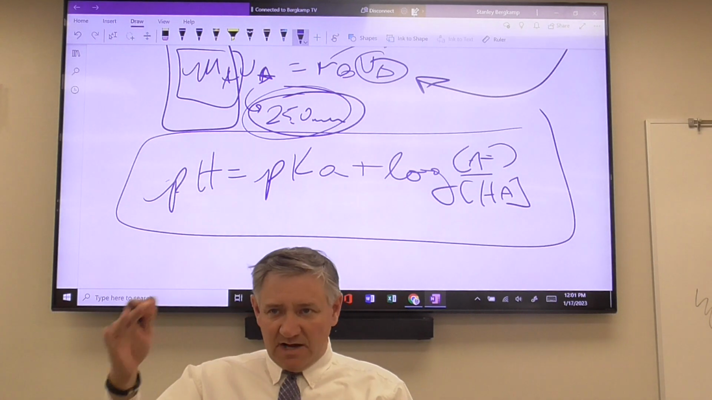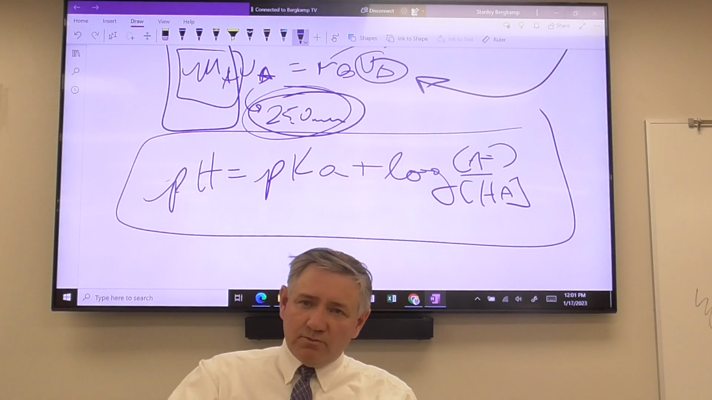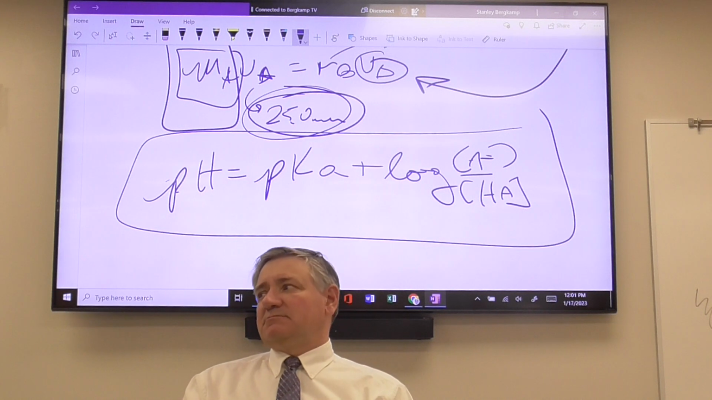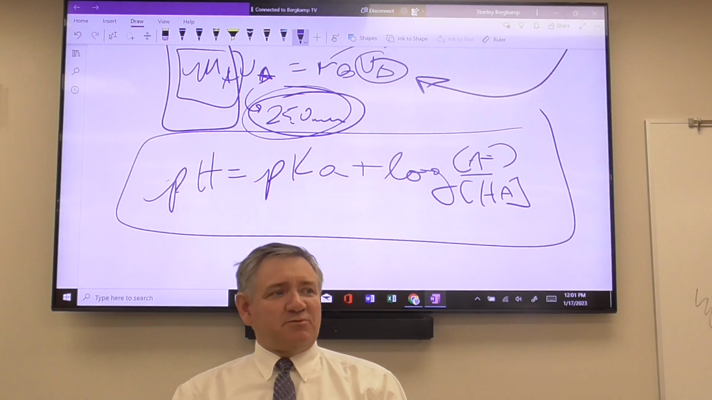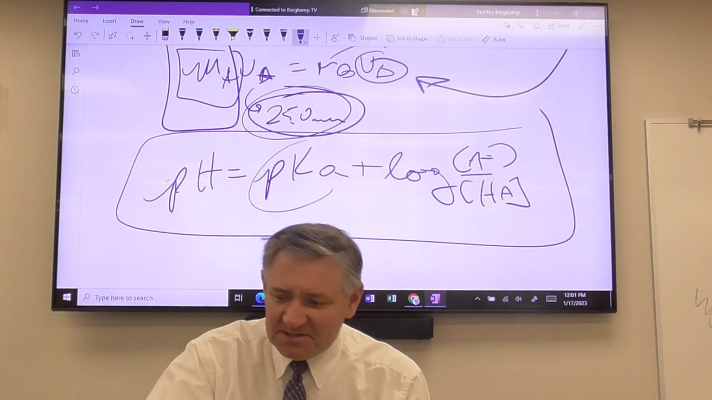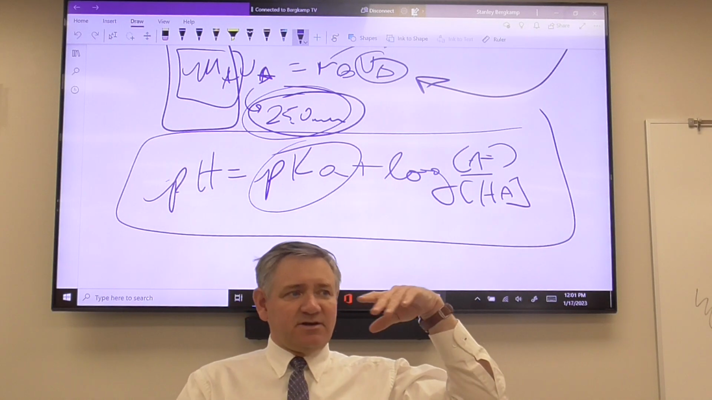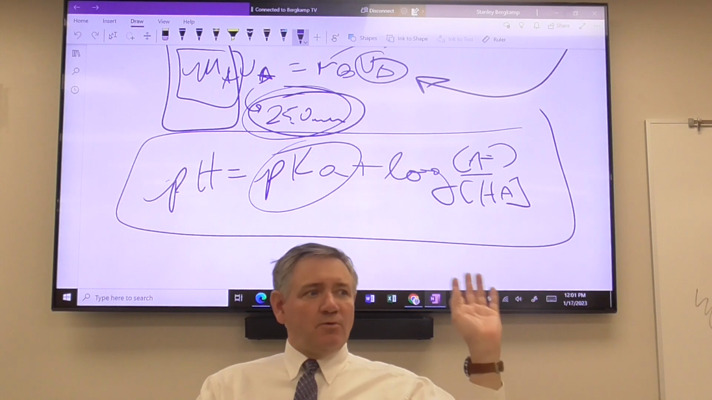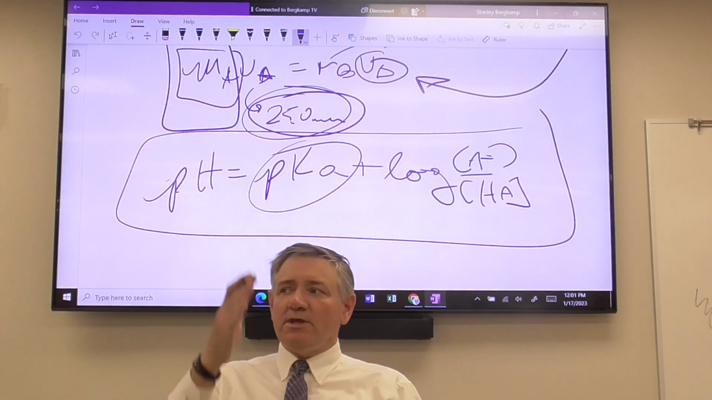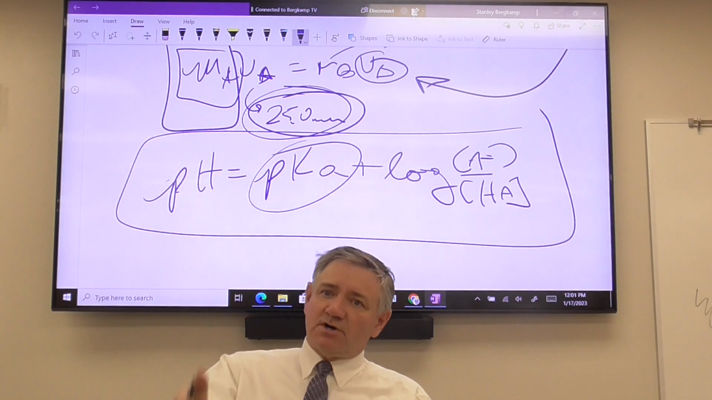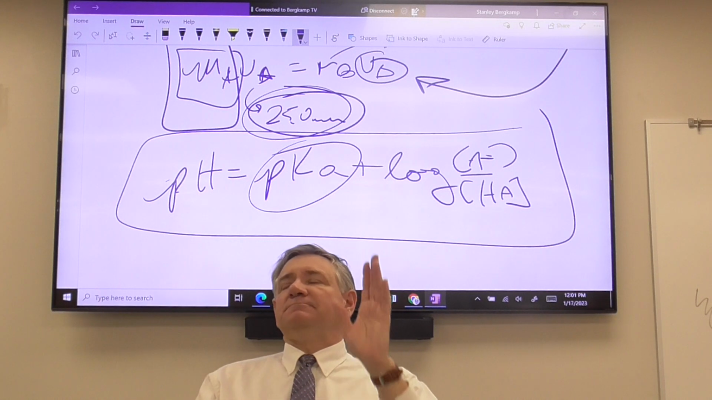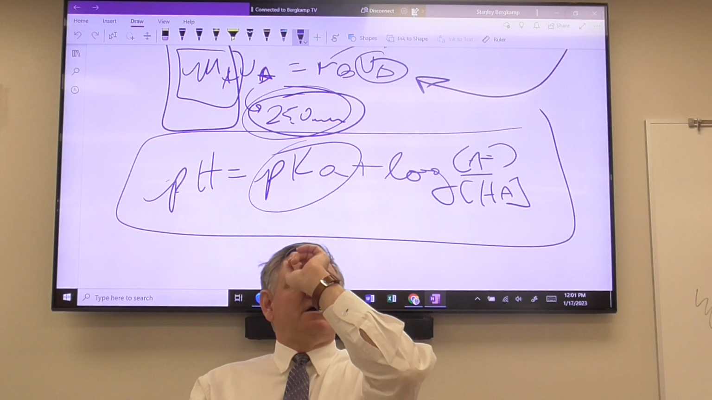It's called the Henderson-Hasselbalch equation. It only works with weak acids, okay? It doesn't work with strong acid because there is no Ka of strong acid. So don't try and use this with like hydrochloric acid or nitric acid or something like that. It won't work, okay? Now, with weak acids, here's the deal.